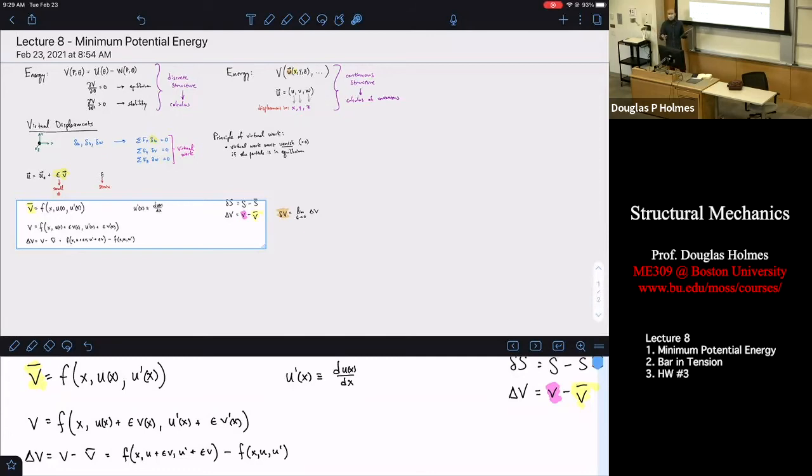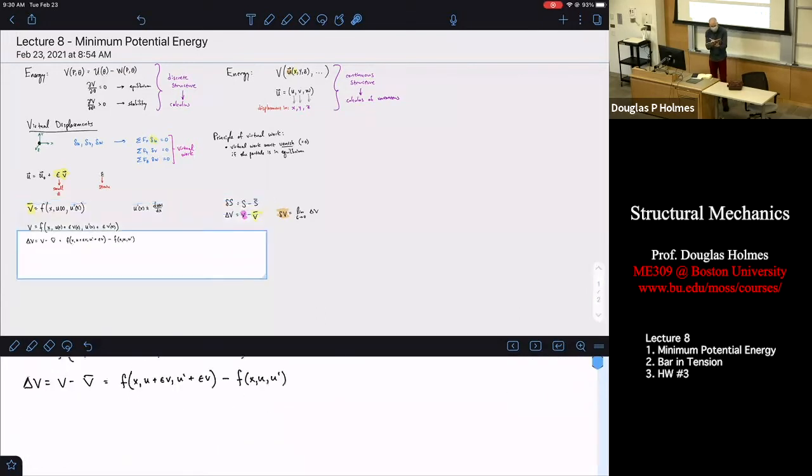whenever you have a function like this, where you have one thing, and then you have another thing that's small, you can do a Taylor series expansion about that small thing. Our small thing here is our epsilon v term. So we're going to do a Taylor series expansion in two variables. One is for u and one is for u prime. Sounds miserable? It's not that bad. So let's do that really quickly. We're going to do a series expansion.